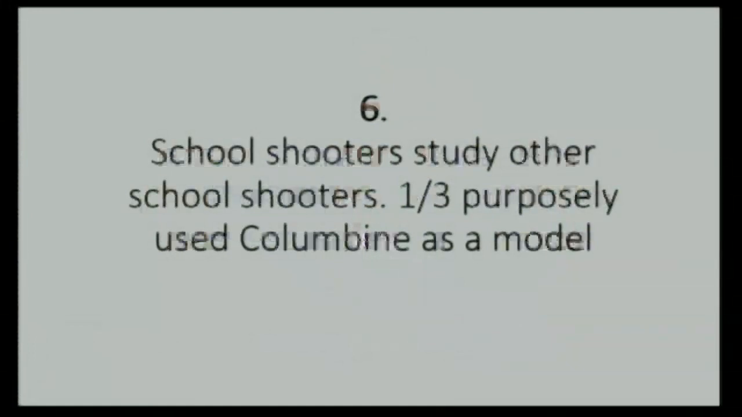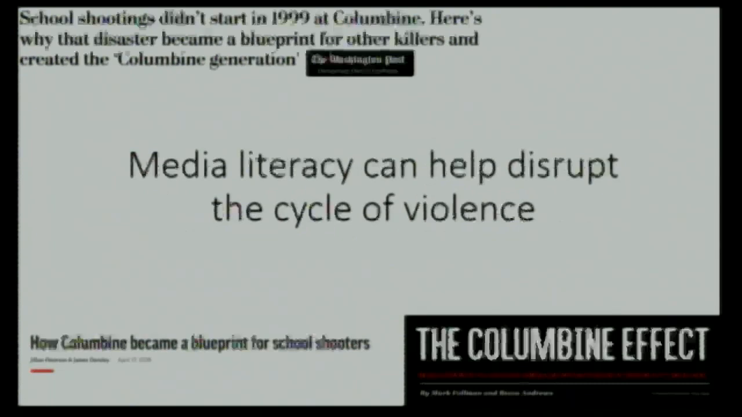Last couple of things here: school shooters study other school shooters, and a third of them purposely studied Columbine. We could talk about this all day and what it means, but the bottom line is this: we need media literacy in our schools. Young people are getting radicalized online, and again, we talk about diffusion of benefits. Using social media and all the issues related to that is important when we think about how we intervene with this type of violence as well.